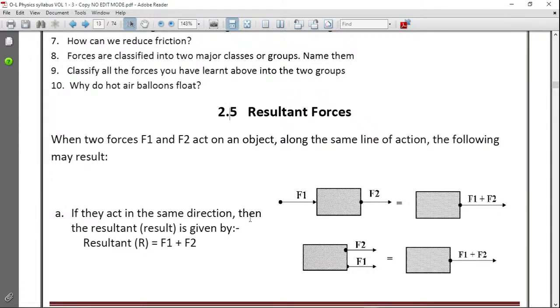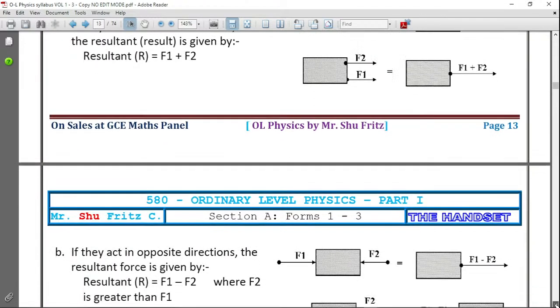If they act in the same direction, look at F1 and F2, they're acting in the same direction, right? So the resultant force will be F1 plus F2. So this F1 and F2 can be on the same side or on opposite sides. In this first case, they're on opposite sides. In the second case, they're on the same side, like two boys pulling this thing. Or in this first case, one boy is pulling, the other one is pushing. So the resultant will be the sum, because it's in the same direction.